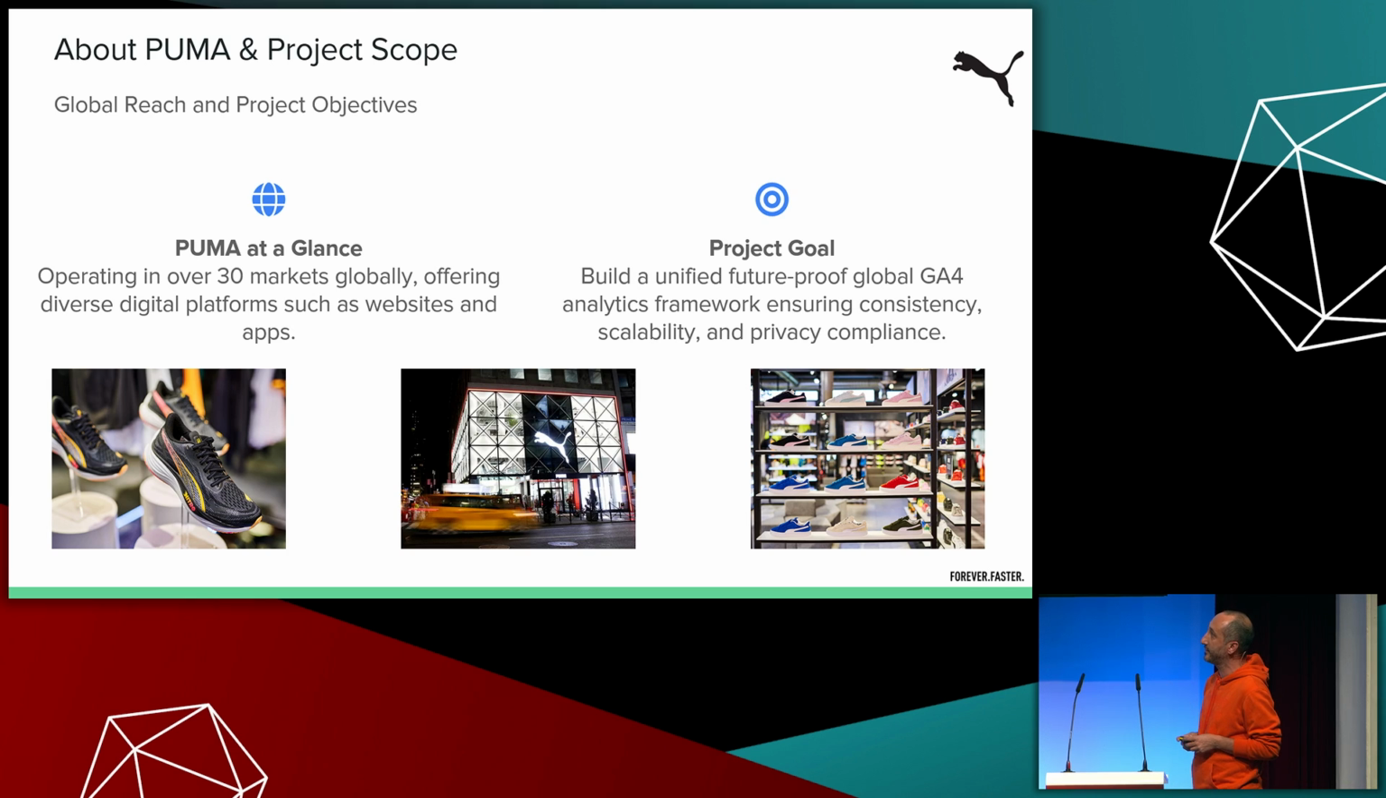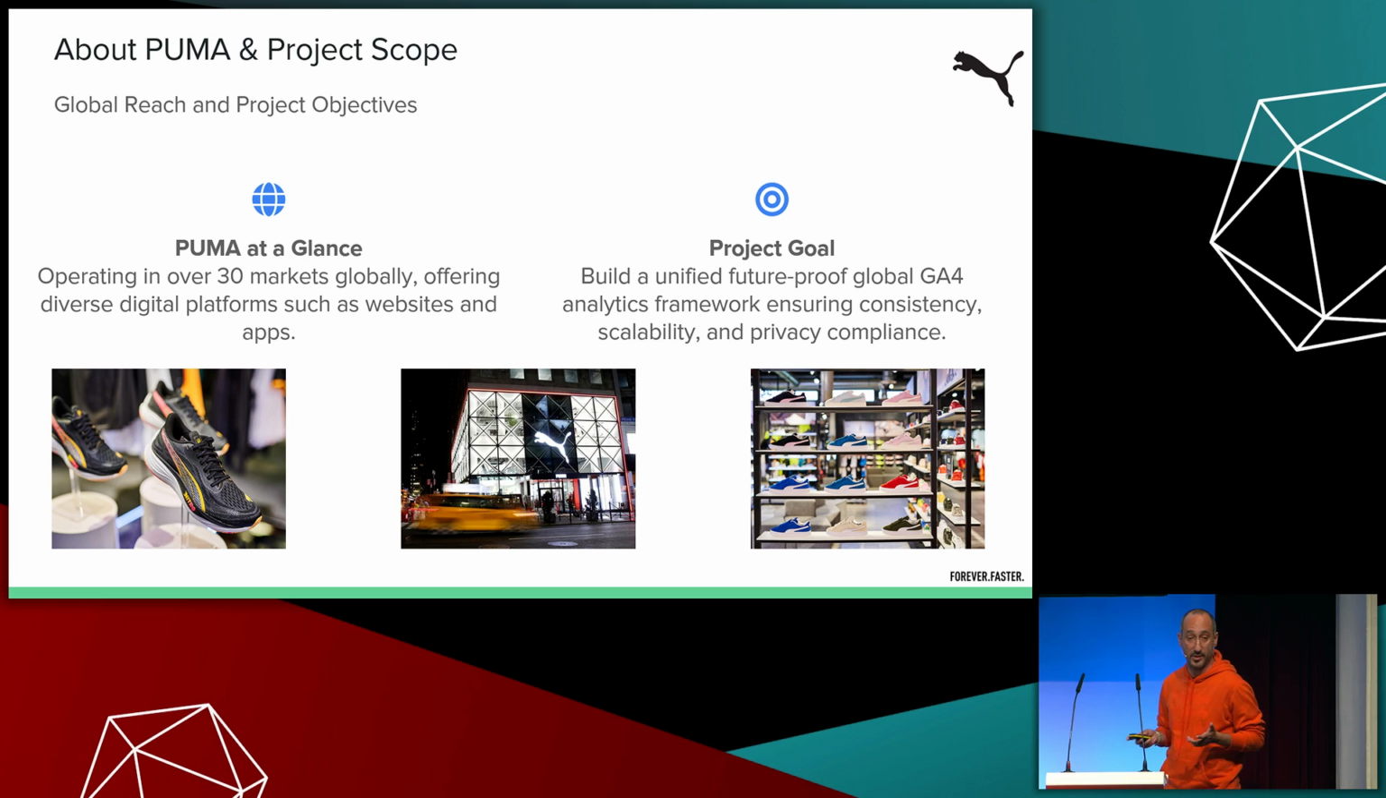So starting with PUMA at a glance, we are operating in 30 regions and markets globally, and we offer diverse product lines, and we have the platforms in websites and apps in different regions. Our project's goal was to build a unified framework for our analytics setup, especially during the sunset from GA3 to GA4. Also, we had to consider that the framework should be scalable, because we are operating in a global setup. It has to be compliant for privacy, especially in certain markets. There are strict rules that we need to comply with.